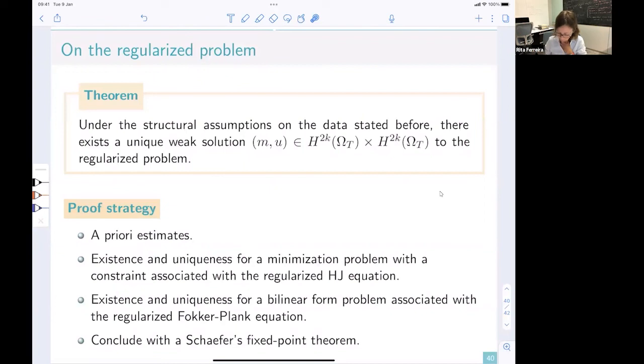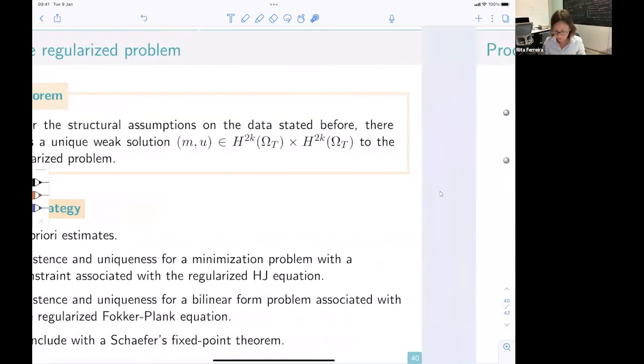Then we prove existence and uniqueness of weak solutions to a minimization problem associated with the Hamilton-Jacobi equation. Somehow that will give me M, the M epsilons. We prove existence and uniqueness of solutions to a bilinear form problem associated with the Fokker-Planck equations. Those are going to give me the U epsilons. And then I really have my pair M epsilon, U epsilon that I'm looking for, using a fixed point theorem. So this is the strategy.